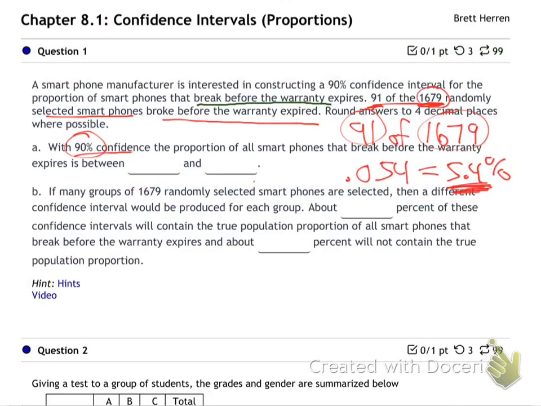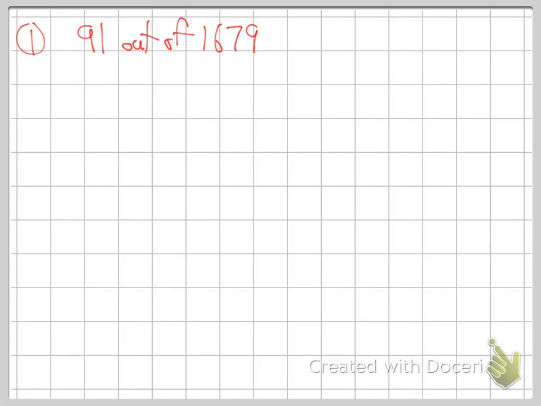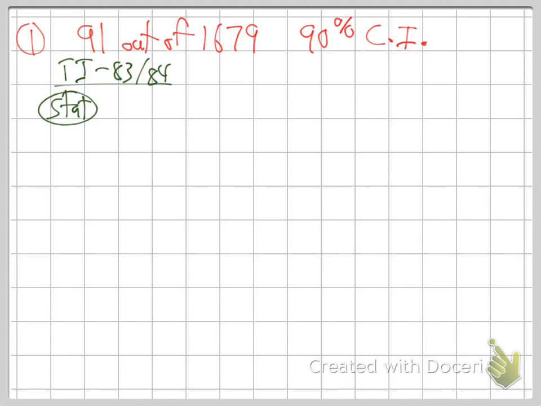So number one, 91 out of 1679, right? And we want to do a 90% CI, confidence interval. All right, how do we do it? You pull out your handy-dandy TI-83/84, and let me give you the instructions for it. Guess what button you're going to hit? You're going to hit the stat button. Not a big surprise there. Hit the stat button and go over to the right twice to the tests menu.